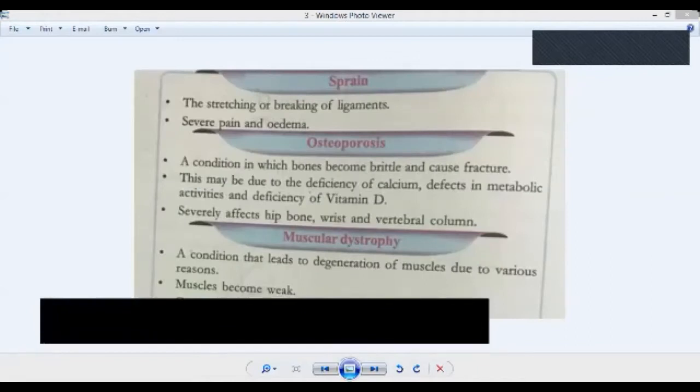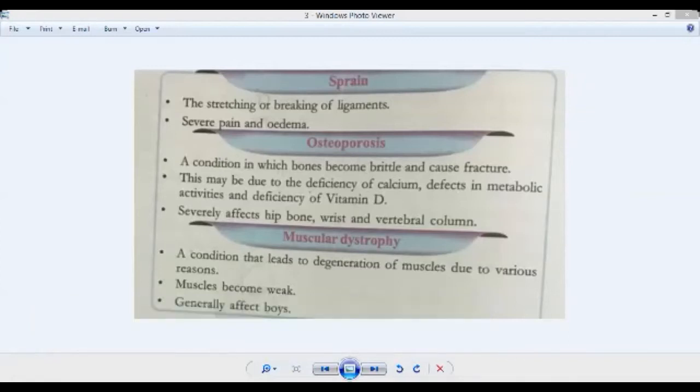Sprain, that is the stretching or breaking of ligaments. So sprain is caused by the stretching or breaking of ligaments. Severe pain and oedema. So for sprain also, severe pain will be there and oedema is there.